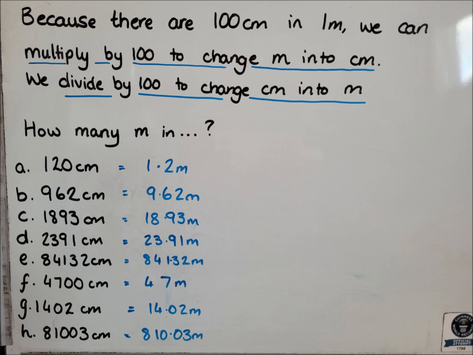The third one, 18.93 metres, sorry. For D, we had 23.91 metres. For E there, we had 841.32 metres. For F is just 47 metres. G was 14.02 metres. And the last one there was 810.03 metres. Hopefully that's made sense, the multiplying and dividing by 100 to change centimetres to metres or metres to centimetres.